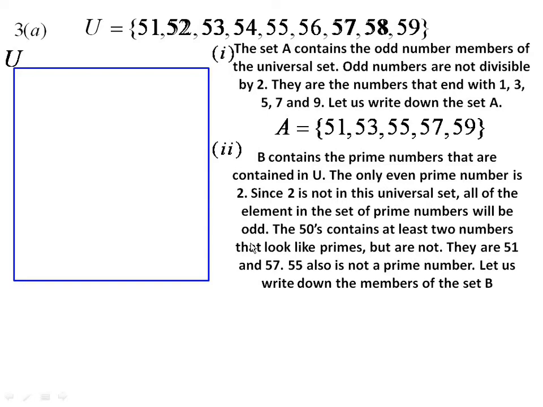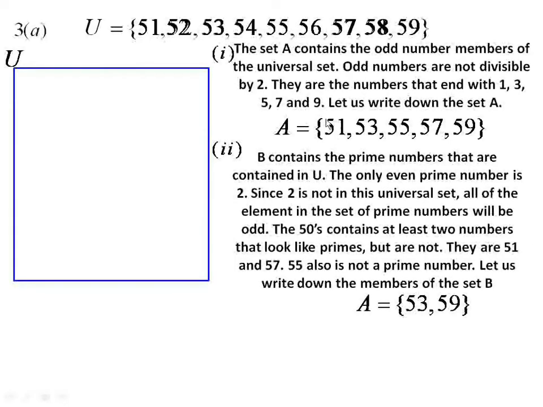The 50s contains at least 2 numbers that look like prime numbers but are not. They are 51 and 57. 55 also is not a prime number. Of course, 55 does not look like a prime number at all. Right, so let us write down the members of the set B.